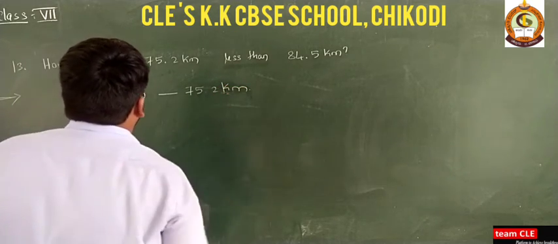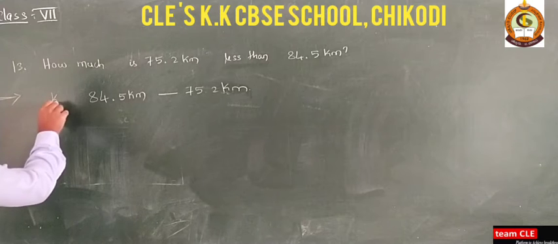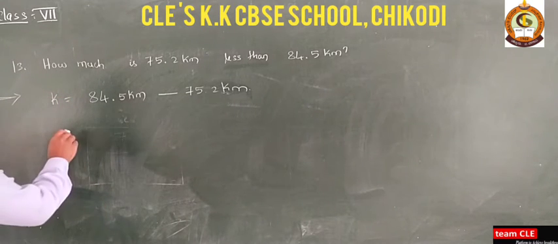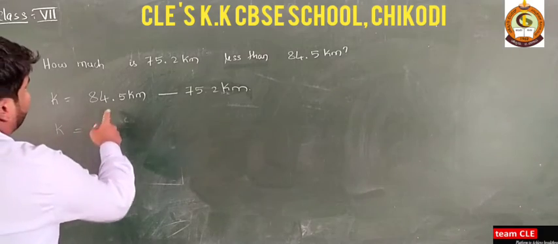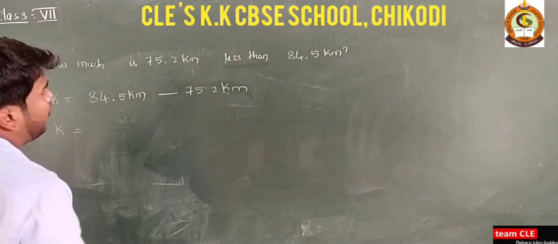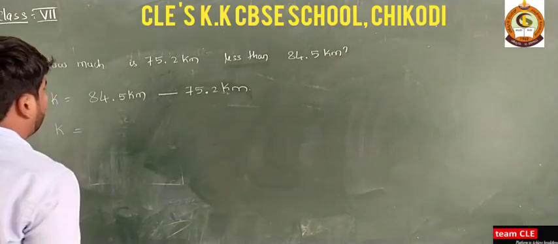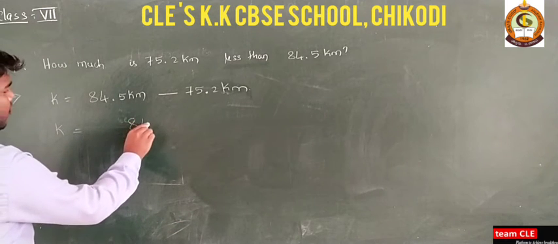Okay, I need to find out this answer, which is equal to, I write k. I need to find the value of k. So k is equal to 84.5 kilometer minus 75.2 kilometer. So just do the subtraction.